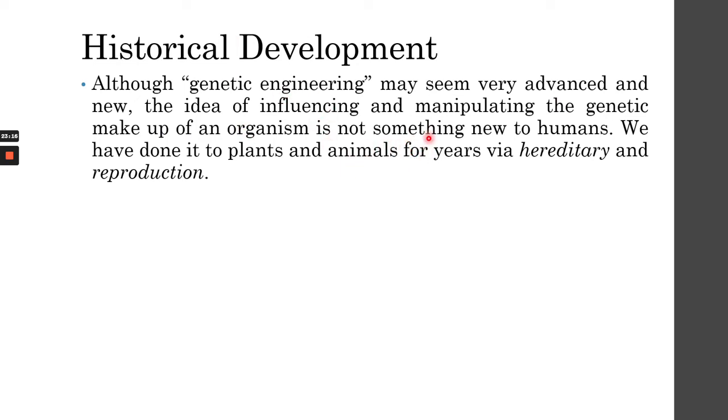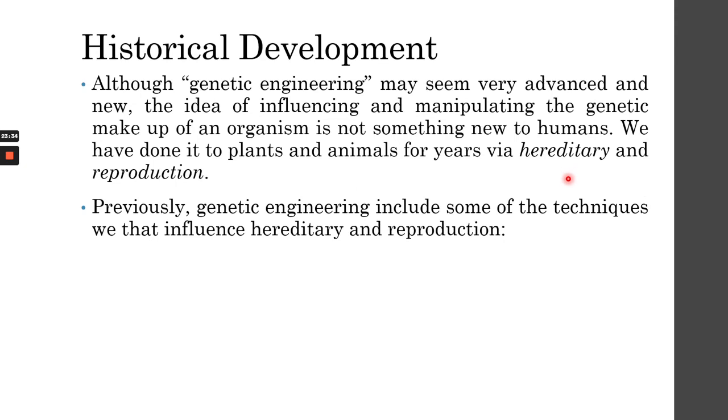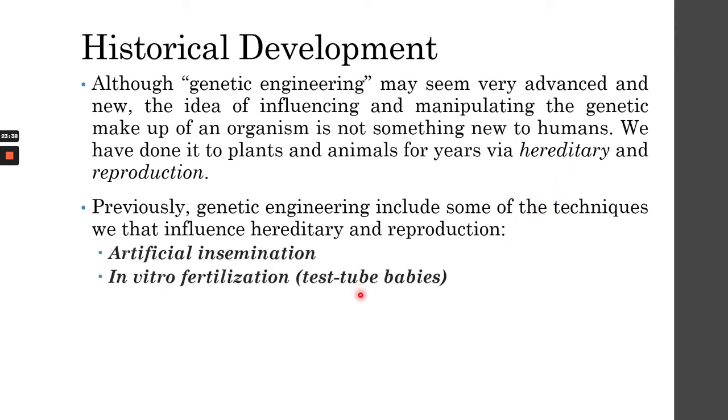We have been doing it for quite some time now. Although it's not as invasive or as advanced as how we do it nowadays, we have been doing it. We have been trying to manipulate the genetic makeup of organisms via what we call hereditary and reproduction. Some of the things that we have done are, for example, artificial insemination, in vitro fertilization or test tube babies, and even cloning. So what do we mean by this?